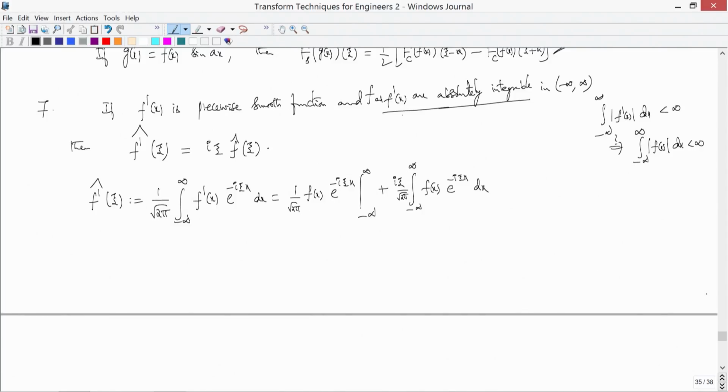If f is integrable, then f at infinity has to be 0. If it is not, the integral cannot be a finite number. So both these boundary terms, the values at plus infinity and minus infinity, will be 0. What you are left with is i xi times the remaining thing, which is simply the Fourier transform of f at xi. So that is exactly what you want. This is one.